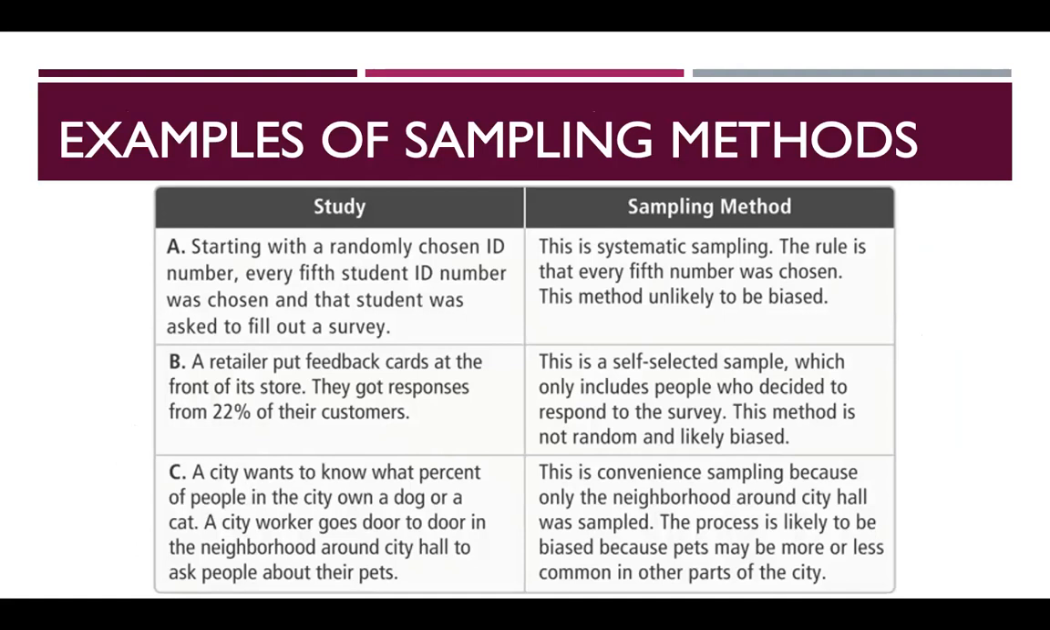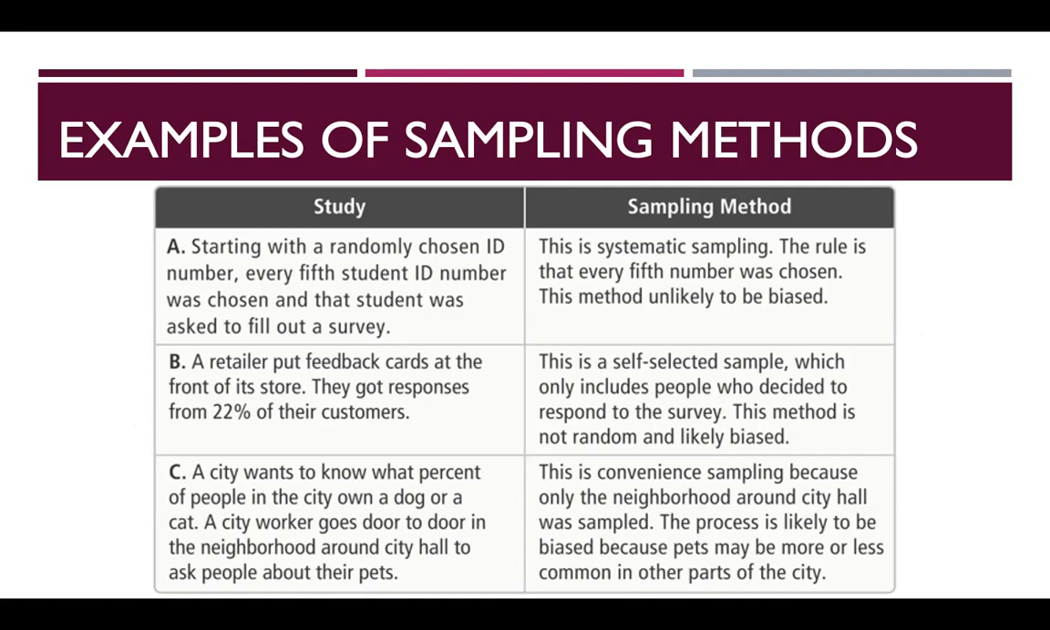Okay, so here's some examples again. So we have a study and then we have a sampling method. So the study is just giving an example, and then the sampling method is, okay, what type of sample is it? So starting with a randomly chosen ID number, every 5th student ID number was chosen and that student was asked to fill out a survey. So they have a rule there. So that's going to be your systematic sampling because it has a rule.